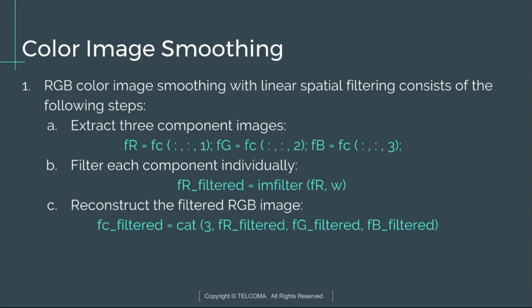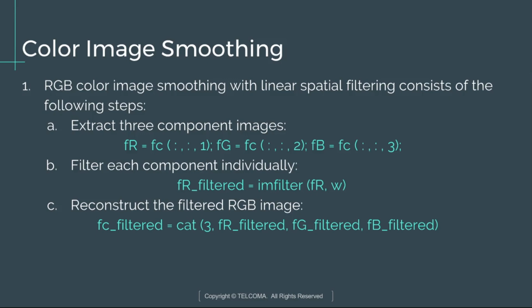Let us take an example. Letting w represent a smoothing filter generated using fspecial, you can smooth the red component image as shown here. Similarly, for the other 2 component images, you can filter each component image individually. Third is reconstruct the filtered RGB image as shown.